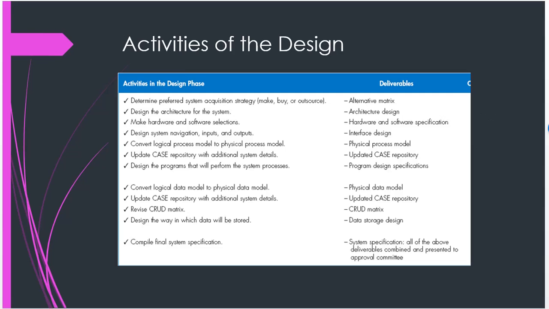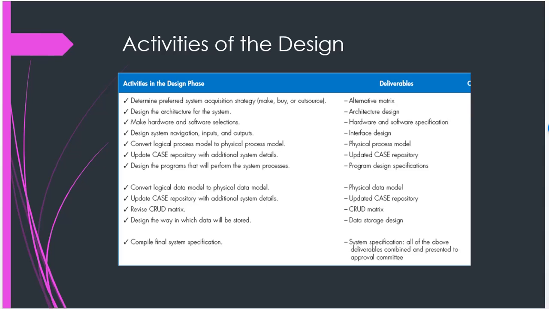So the activities that you find under the design stage are listed in this slide. These are some of these activities. Firstly, you look at how you are going to get your system. Are you going to acquire it through outsourcing, insourcing, commercial off the shelf, and the like? So that's like looking at your alternatives to see how you do it.